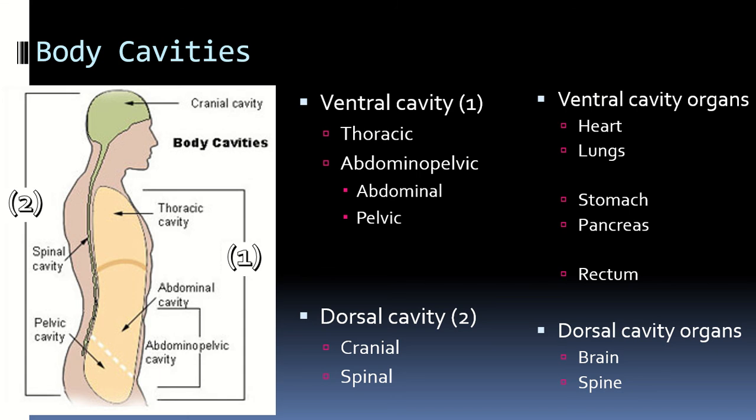The thoracic cavity is what contains your heart and your lungs, whereas the abdominopelvic cavity can be further broken down into the abdominal cavity and the pelvic cavity. The abdominal cavity would contain your stomach, your pancreas, and a lot of your digestive organs, whereas the pelvic cavity contains some parts of your large intestine as well as your rectum.